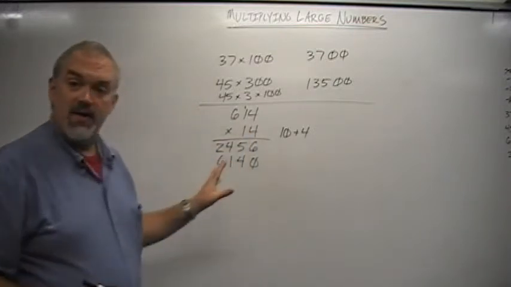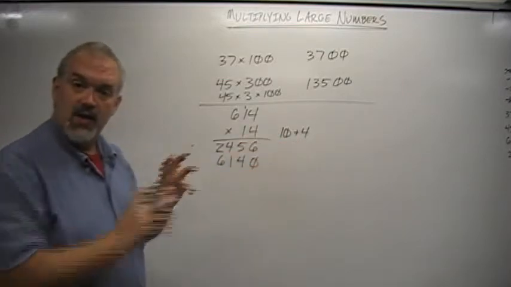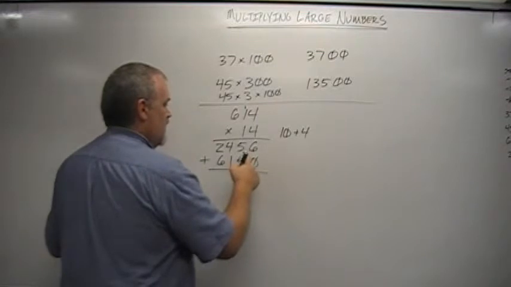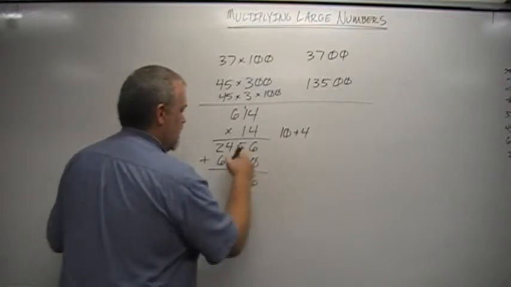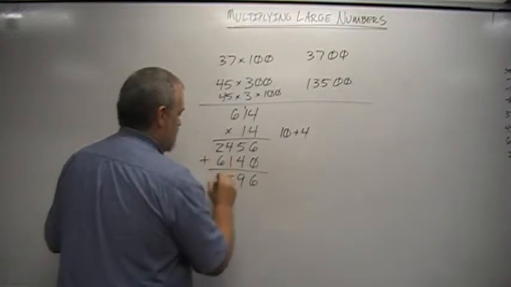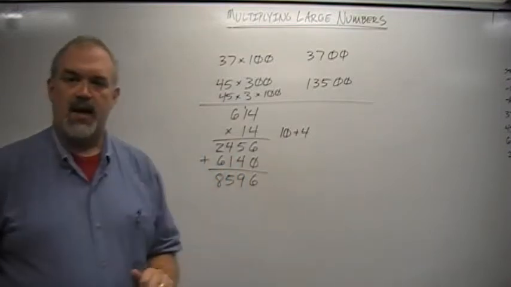And then what I have to do is remember I've added those two numbers together, and so that's what I'm doing here is I'm going to add 6 plus 0, 6. 5 plus 4, 9, 4 plus 1 is 5, 2 plus 6 is 8, and I'm done.